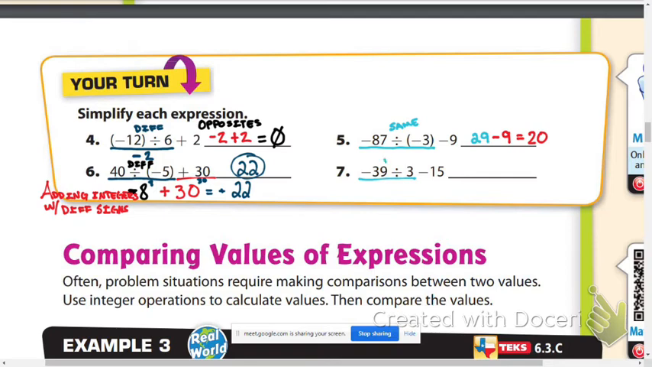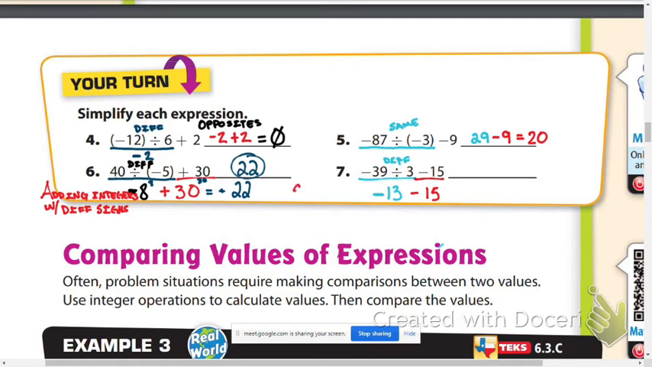Well, it's different signs. So I know my answer is going to be negative. What is negative 39 divided by 3? Negative 13. Don't forget the negative. Now we're going to bring down whatever we haven't used. In this case, it's the minus 15. Negative 13 minus 15. What kind of problem do we have here?